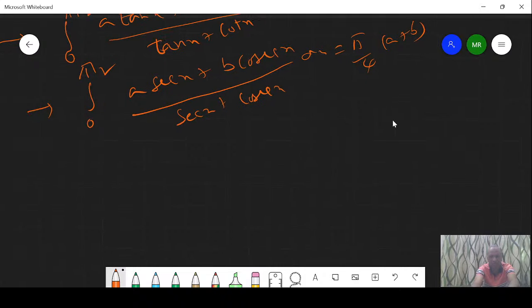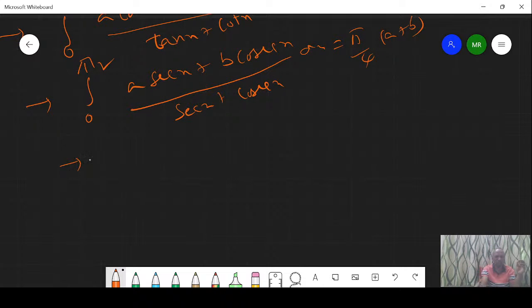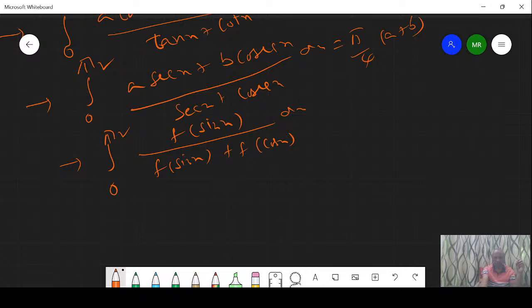You can see another set of formulae. This also you can see now. Integral 0 to pi by 2, f of sin x by f of sin x plus f of cos x dx is equal to pi by 4. The answer you can write is pi by 4.